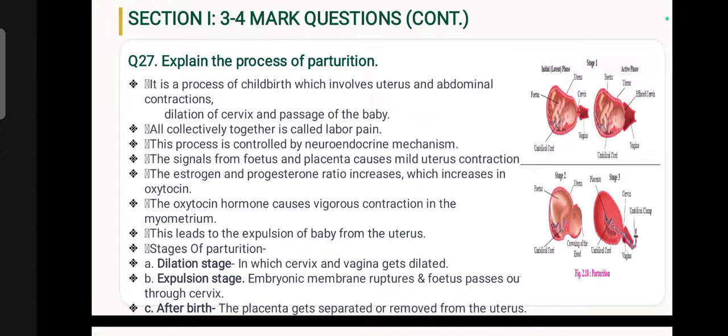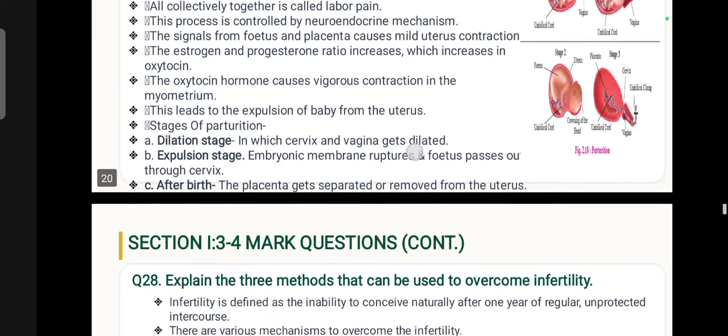There are three stages of parturition. Dilation stage, in which the cervix and vagina get dilated. Expulsion stage, the embryonic membrane ruptures and the fetus passes out. After birth, the placenta gets separated or removed from the uterus.